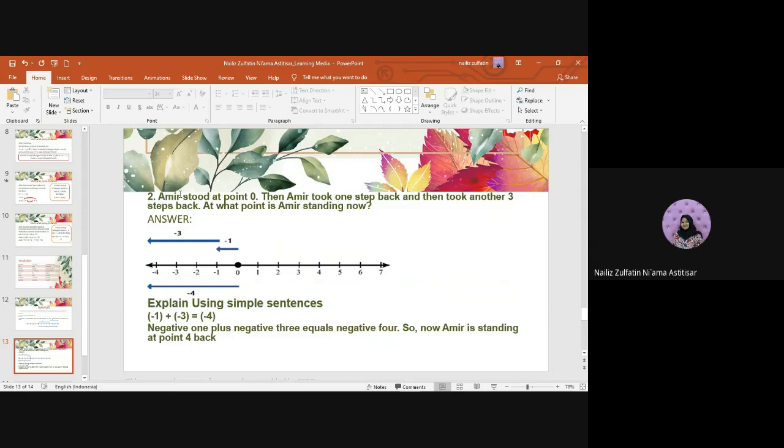Example number 2. Amir stood at the point 0. Then Amir took 1 step back and then took another 3 steps back. And at what point is Amir standing now? Amir is standing at point 0, and he took 1 step back. Now Amir is at negative 1, and then he took 3 steps back again. 1, 2, and 3. So now Amir is standing at negative 4.